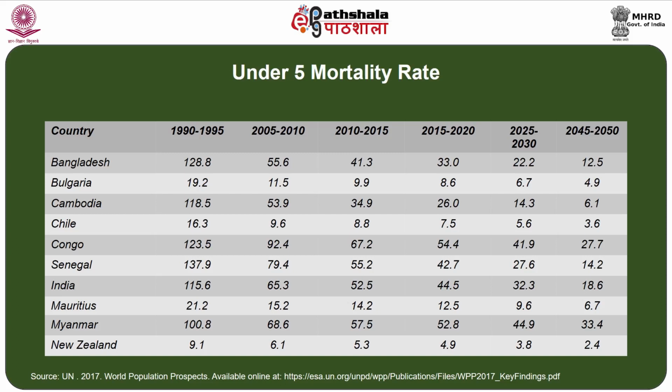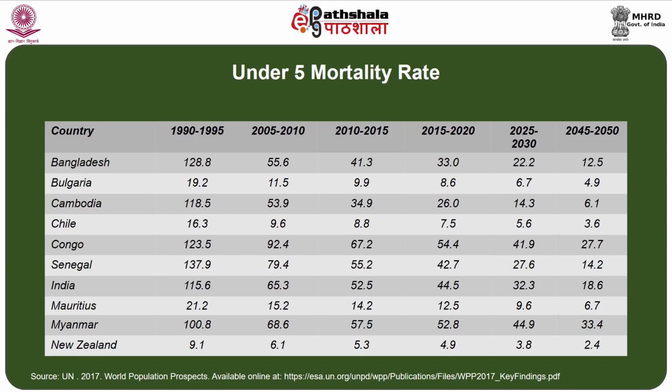In Bangladesh, Cambodia, India and Congo, the under 5 mortality rate was above 100 in 1990 to 95, which has declined considerably. Looking at the data in 2010 to 2015, it is further below 70, with Bangladesh around 41.3, Cambodia around 34.9, India at 52.5 and Congo at 67.2. The projections for the period 2025 to 2030 for these countries are even lower, at 22.2 for Bangladesh, Cambodia 14.3, Congo 41.9 and India 32.3.